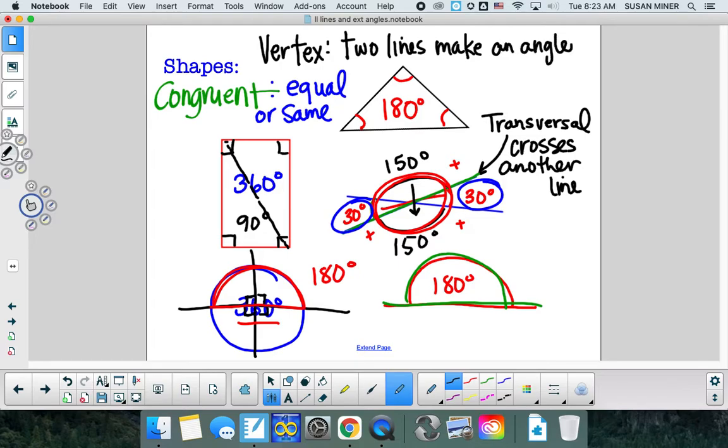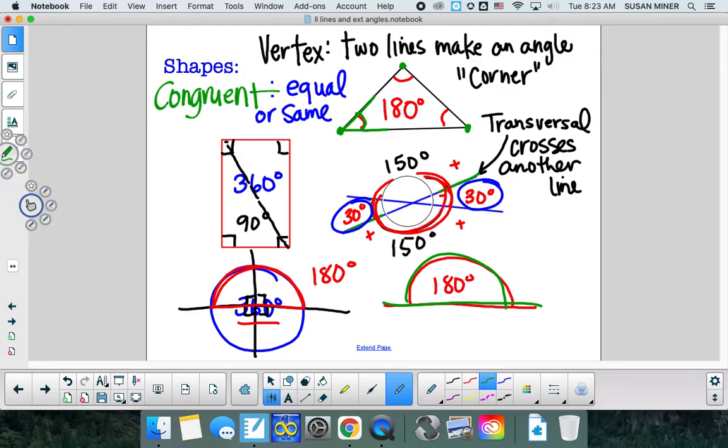I like to call it the corner, because a lot of times it makes a corner, right? So if I'm looking at this triangle here, the vertexes would be at the corners. See how that works? This line comes together with that line and makes that angle. And so where two lines come together and make an angle, that is the vertex.